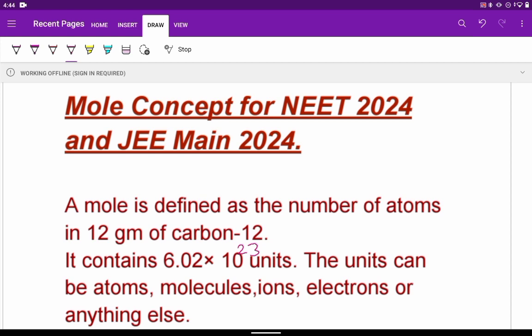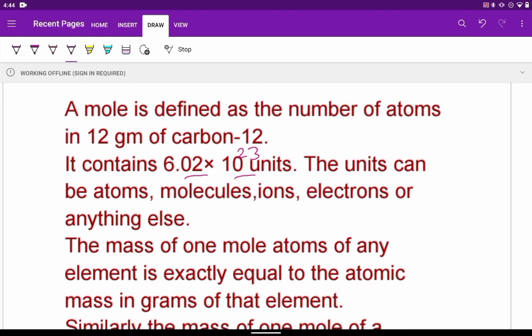And this number of carbon atoms is also known as Avogadro's number, in honor of Amedeo Avogadro, and it happens to contain 6.02 into 10 to the power 23 units. These units can be atoms or molecules or ions or electrons or anything else. So when there is a group of units, and there are 6.02 into 10 to the power 23 units, then we call it 1 mole.